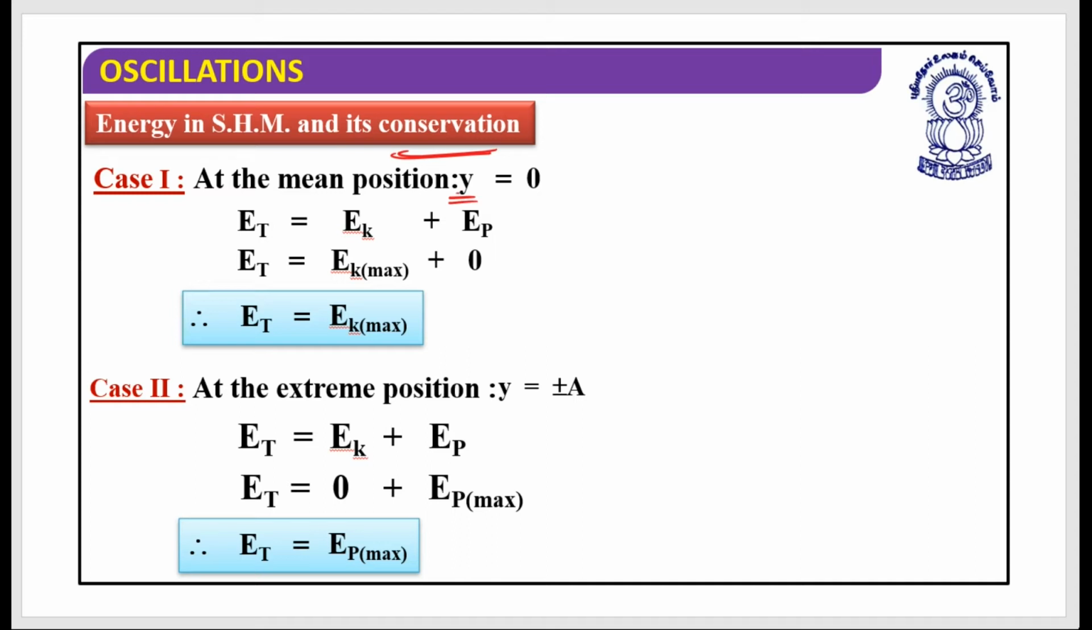Energy in SHM and its conservation: at the mean position, y is equal to 0, which means the potential energy is 0, because it's half k y square. So the total energy is equal to the kinetic energy only. At the extreme position, y is equal to plus or minus a. The total energy E T equals E K plus E P. At the extreme, kinetic energy vanishes, and that means the total energy is equal to the potential energy only at the extreme position. I hope this is clear.